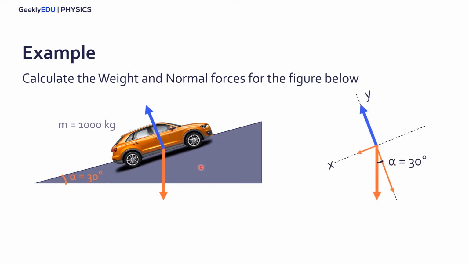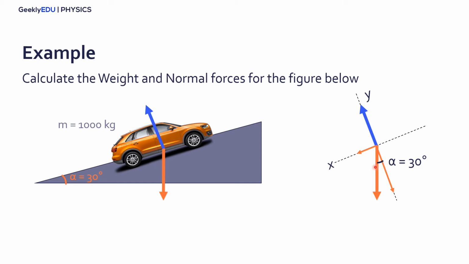We can just draw the forces here, and let's establish the x and y axis like this, alright? So it's easier for us to calculate. So we have a 30 degrees angle here. This is a right triangle, so that's the same 30 degrees angle right here.